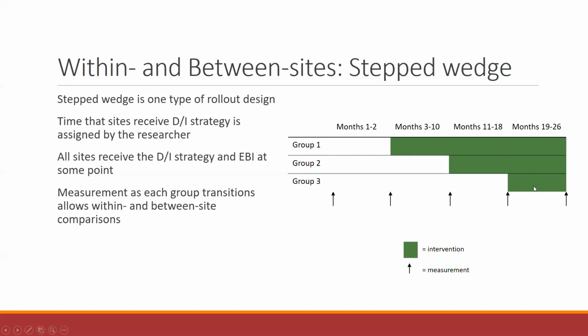So you're able to have both comparisons within one group, the within site comparison, and then between these different groups to think about, over time, is there a difference between these groups that got something at different points in time? You have to have all of those measurement periods in order to do that. So it can be a little bit burdensome in terms of the amount of data that's collected from the participants.